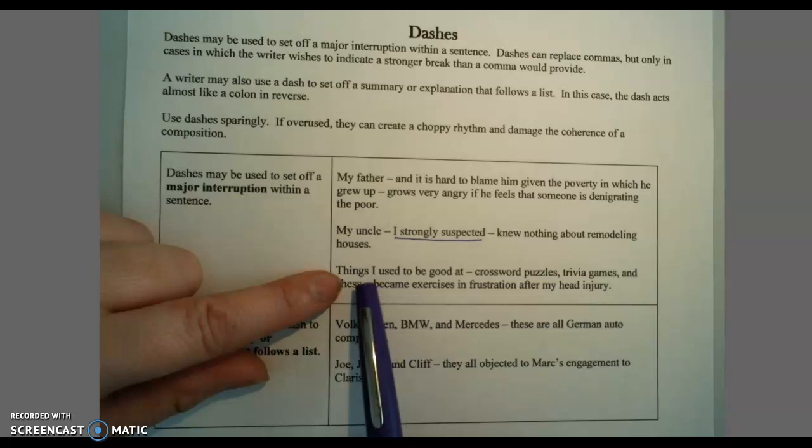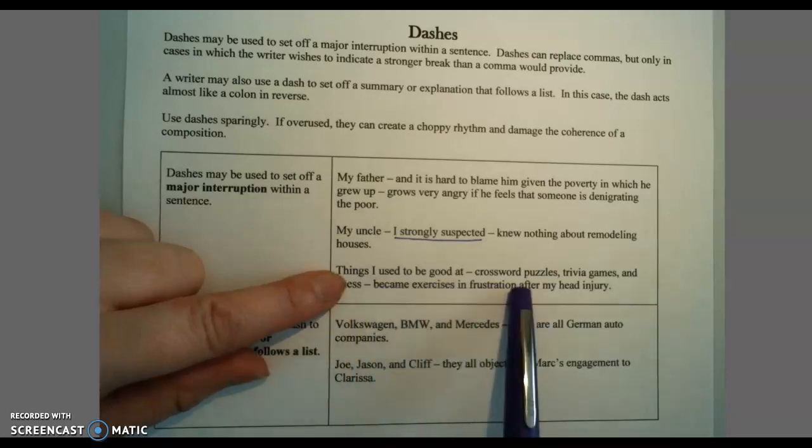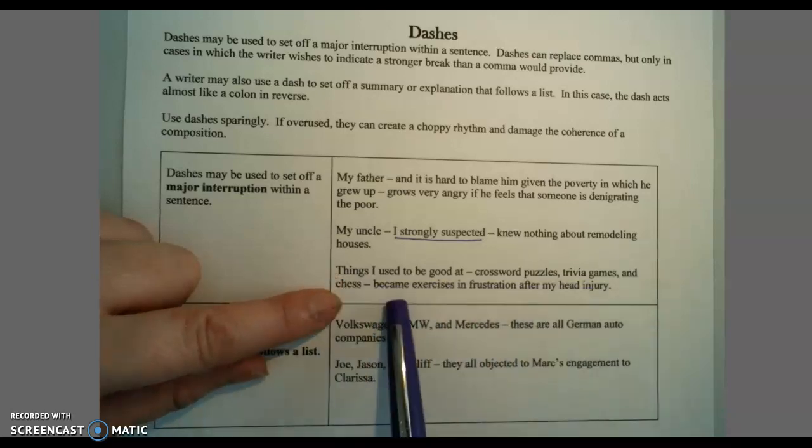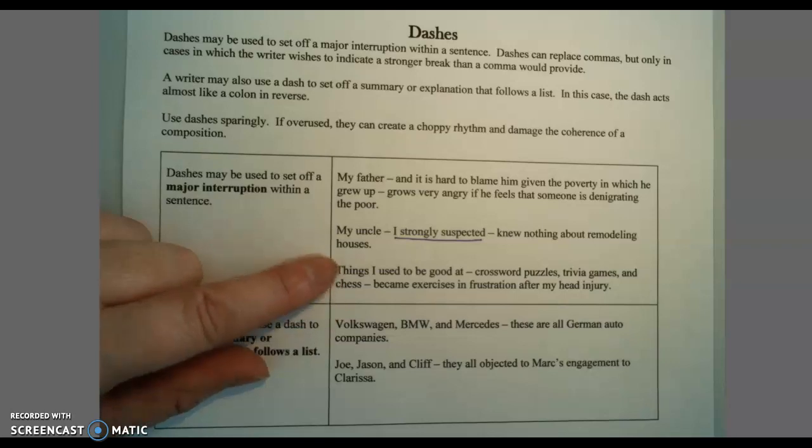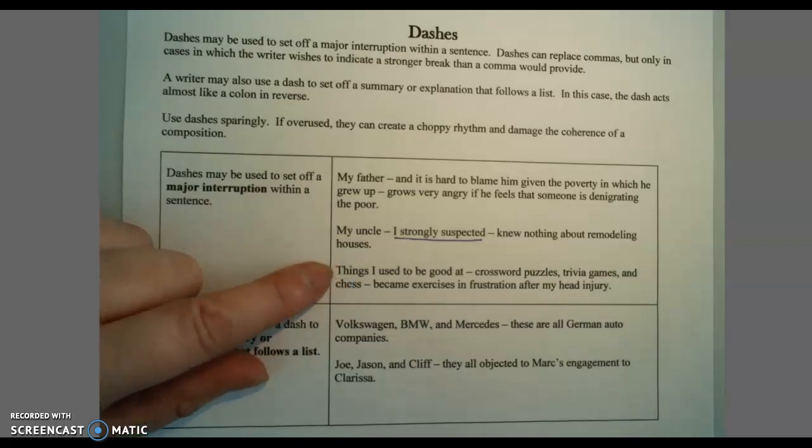And then lastly, we have dashes that are setting off a list of things in the middle of a sentence. Things I used to be good at, crossword puzzles, trivia games, and chess, became exercises in frustration after my head injury. Okay, so things I used to be good at became exercises in frustration.